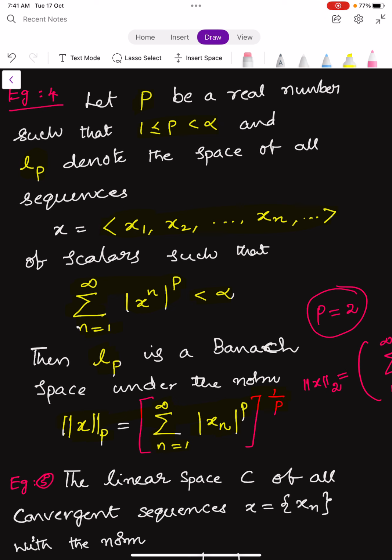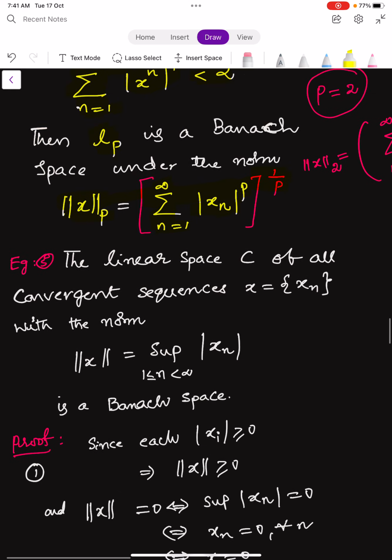This can be very helpful by using the Riesz-Fischer representation theorem. This l_p is complete by using the Riesz-Fischer theorem. In the upcoming classes, we will prove that theorem also.